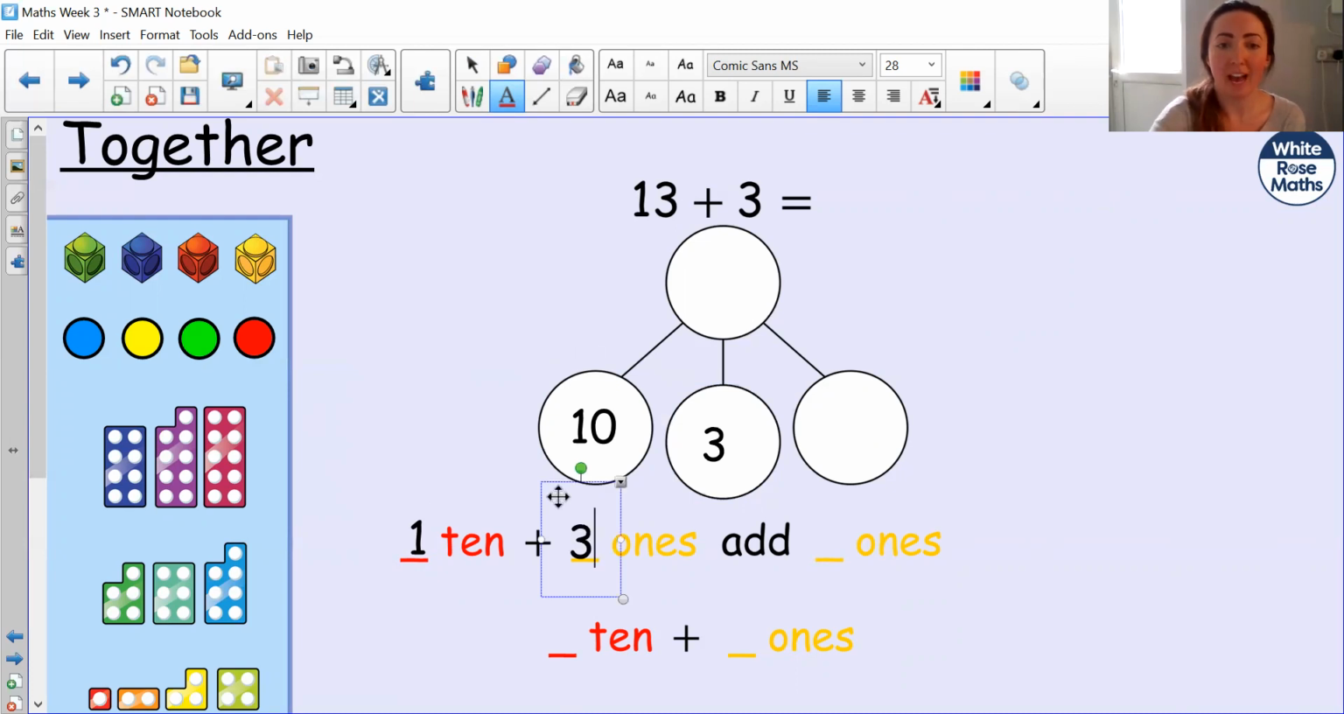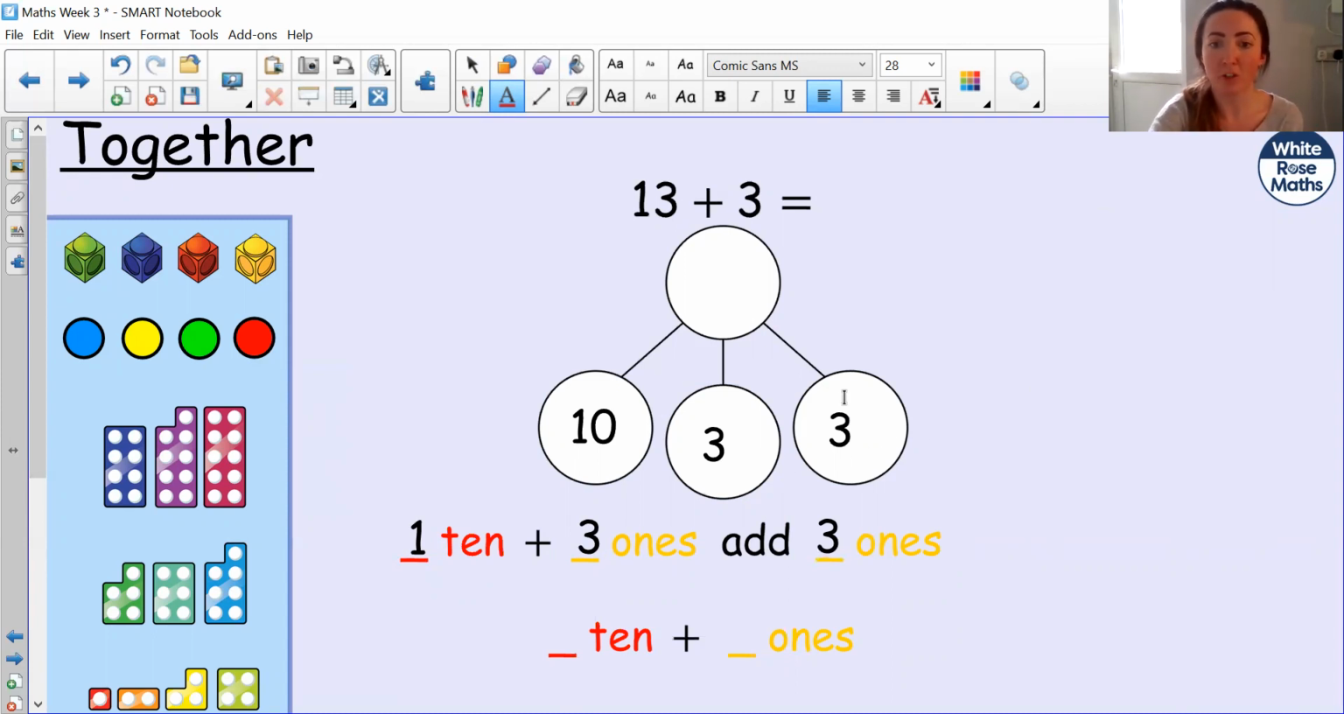So 1 10 add 3 1s. We know that's 13. And then our other part is just going to be the part that we're adding on. So 3, or 3 1s. Now, we haven't done quite the same as we did on the last slide, because we haven't already worked out the number bond within this number, but we can do that super quickly right now.